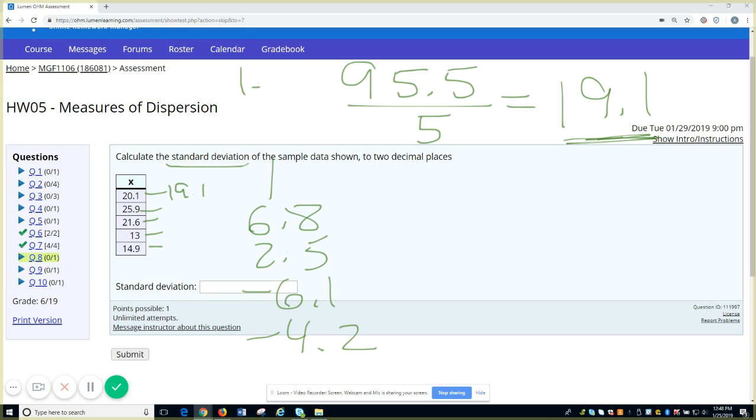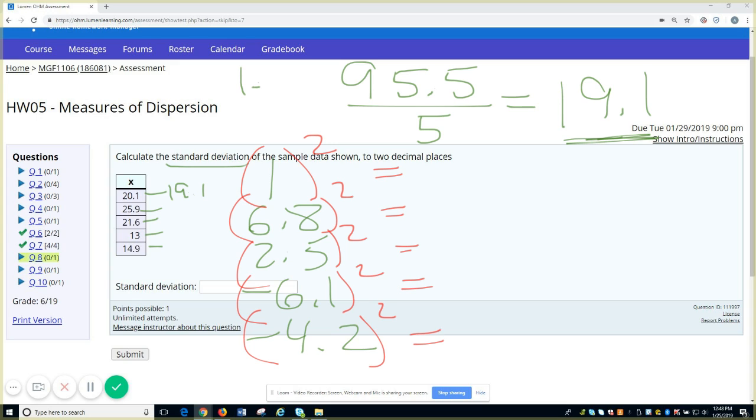All right, then the next step is to square these deviations. Everything that we found, we're going to square, multiply by itself. So 1 times 1 is 1. 6.8 times 6.8 is 46.24.